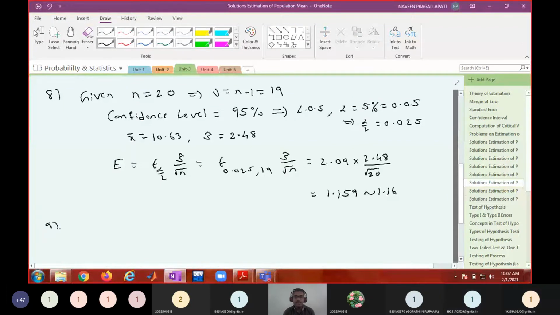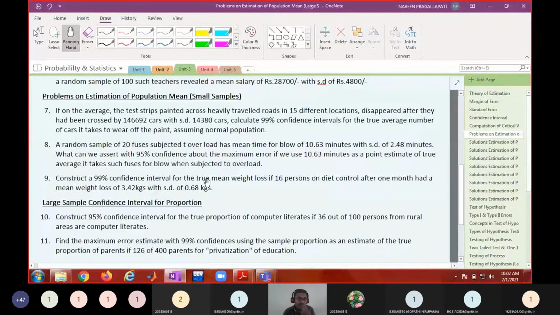So what is the next problem? Construct a 99% confidence interval. It is similar, right? Can you see? For the 99% confidence interval, n is 16, x bar is given, and s cap is given. Can you take this as homework?